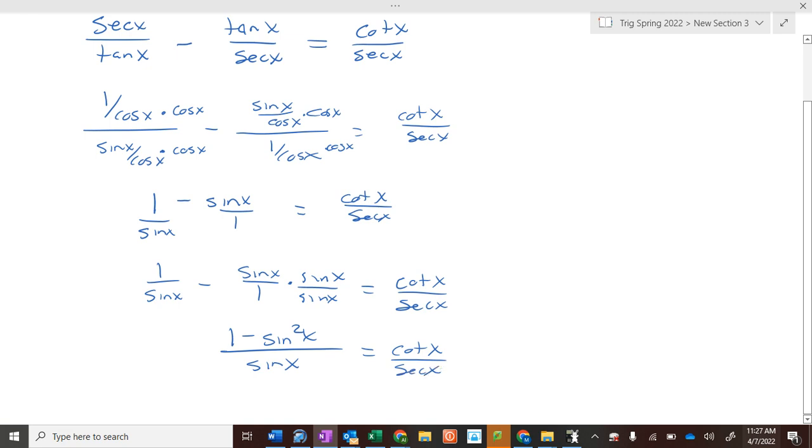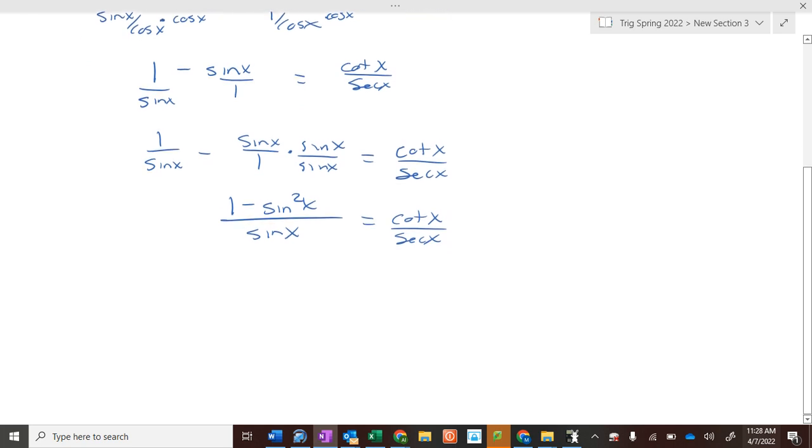All right. What can we do with, see there's no addition or subtraction over here. What can we do here to get rid of that addition or subtraction? What is 1 minus sine squared equal to? Cosine squared of x. We're getting close, but we're not quite there.